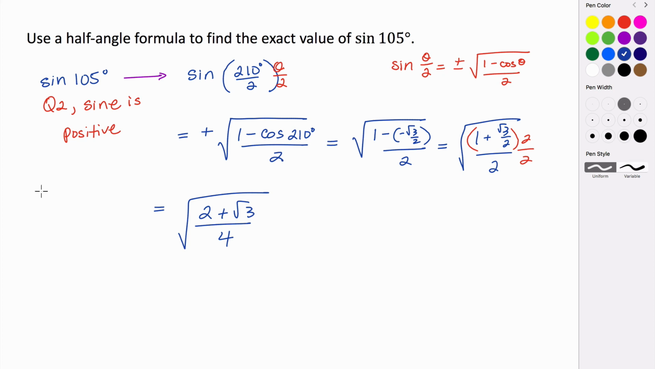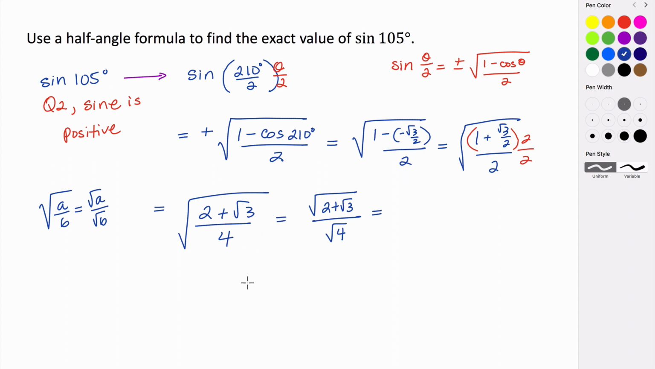Now, if you recall, if you have something like the square root of a over b, we can just make this the square root of a divided by the square root of b. We can break it up into a quotient of 2 radicals. I'm actually going to do that here because it's going to help us reduce this. So we're going to have the square root of 2 plus the square root of 3, all divided by the square root of 4. And the square root of 4 we know is just 2.